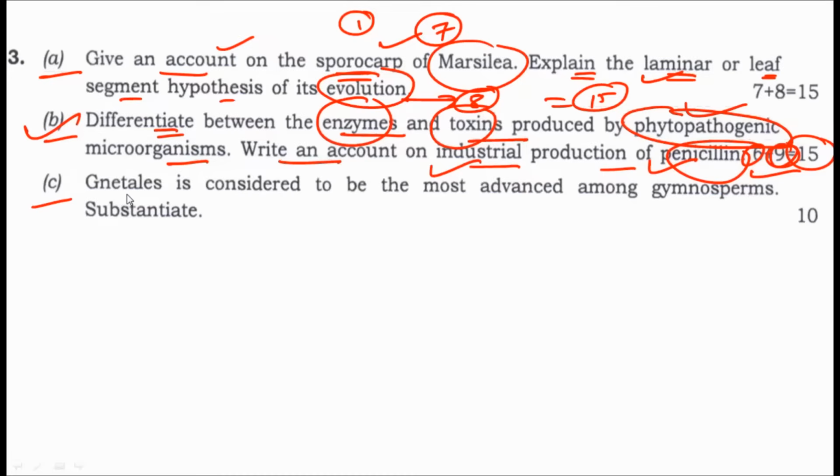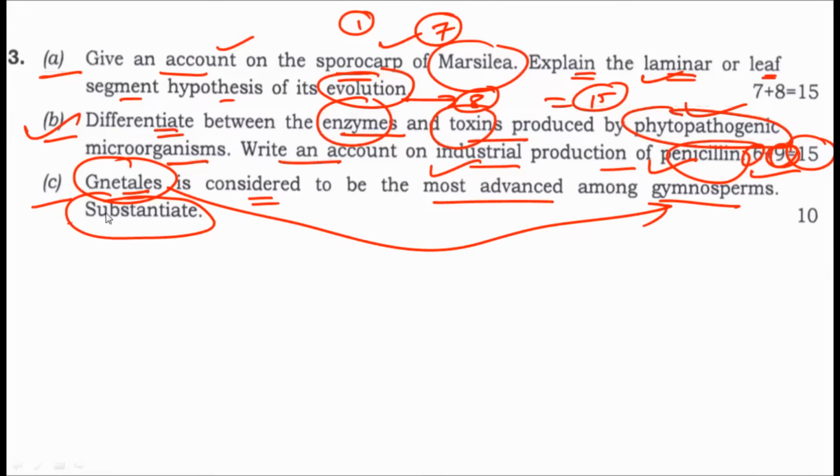The third sub question is about the Gnetales. It is considered to be the most advanced among the gymnosperms; substantiate. That is, the Gnetales were considered the most advanced gymnosperms, and you have to substantiate this statement, and for this you will get 10 marks. Again, this question is carrying 40 marks, right?